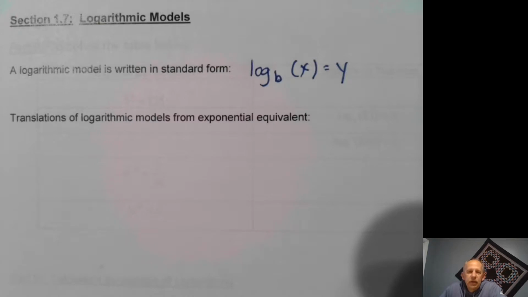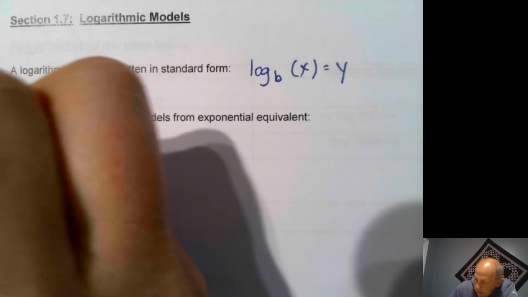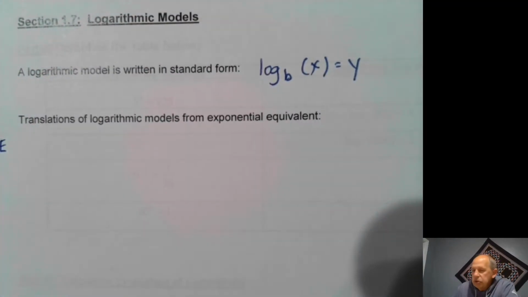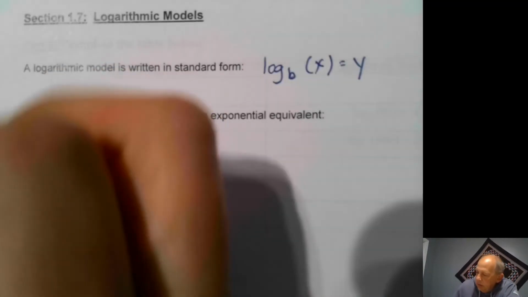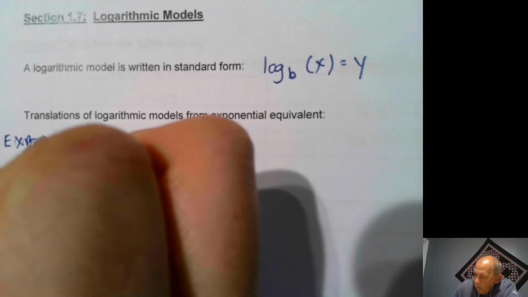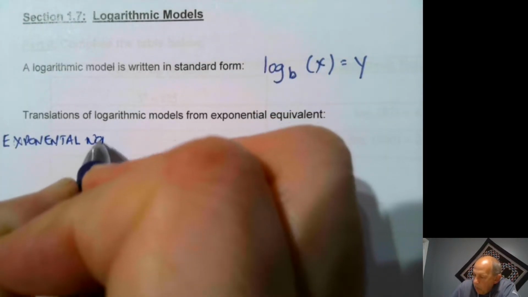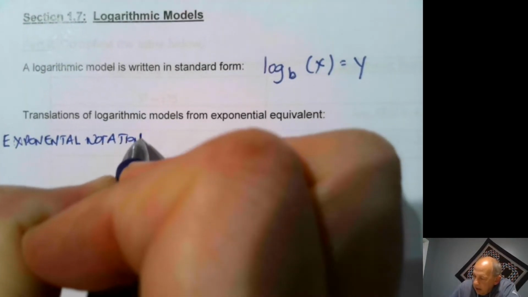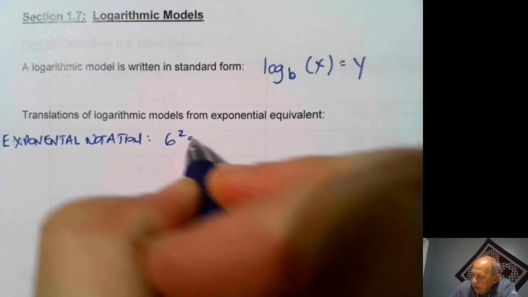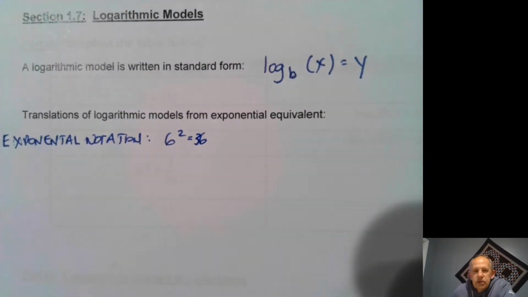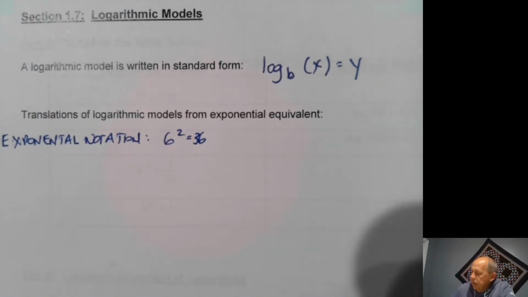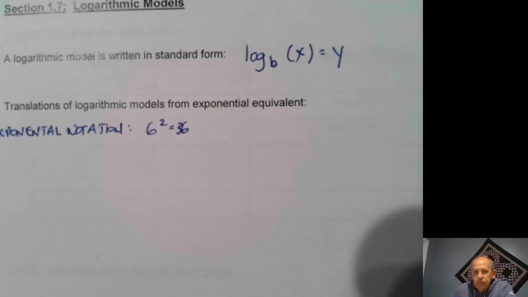Now, it might look foreign, but the good thing about this is it's all based upon exponent notation. So we're going to write three statements that say the same thing. Let me start with exponential notation. So what we have is what you would learn in sixth grade. 6 squared is 36. Now, we all know that.